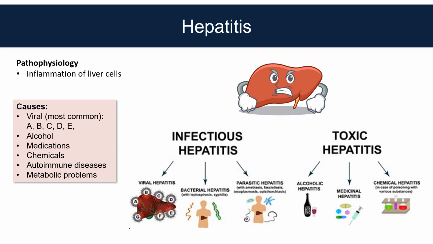All right, so we're going to start out with hepatitis. The word hepatitis means inflamed liver, infection of the liver. Causes, most common is going to be viral. We have A, B, C, D, and E, viral hepatitis. Alcohol, some medications, chemicals, some autoimmune diseases, and some other metabolic problems can also lead to hepatitis.